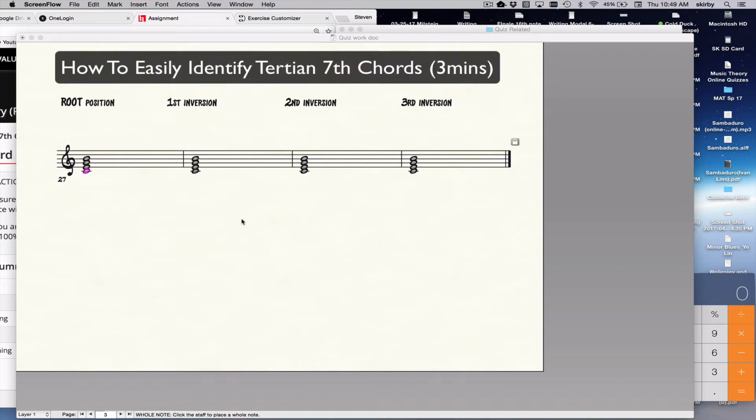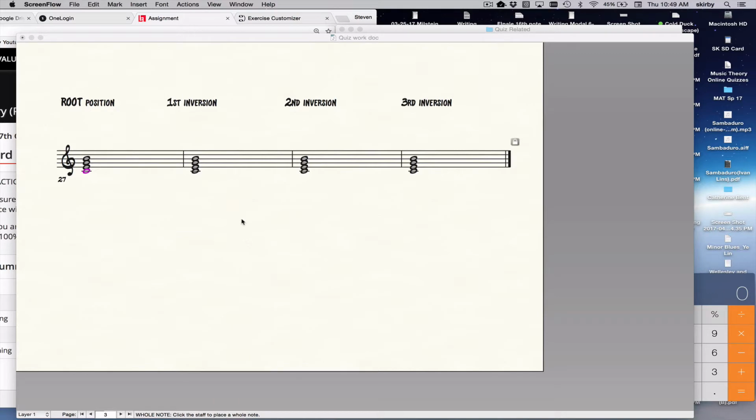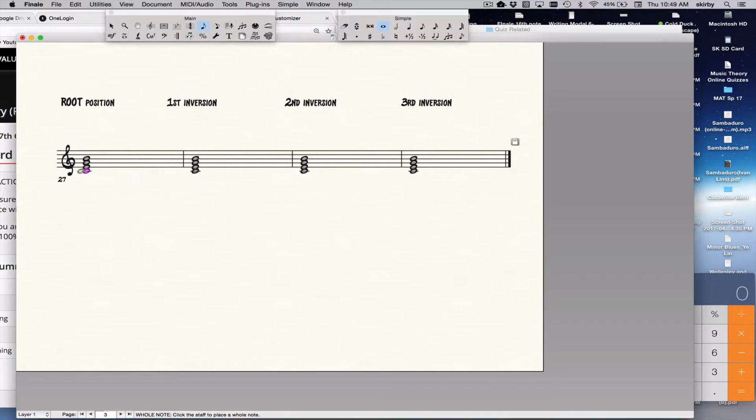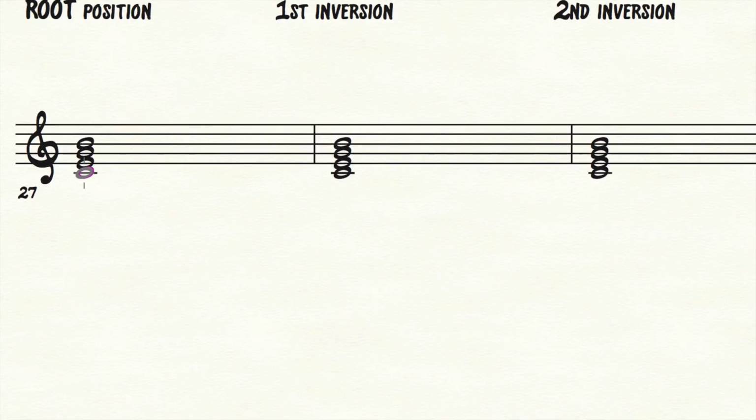Short video showing you how to identify seventh chords. A root position chord is going to always have the root as the lowest note, as is shown here. When you invert the chord the first time, you are moving the root up an octave.